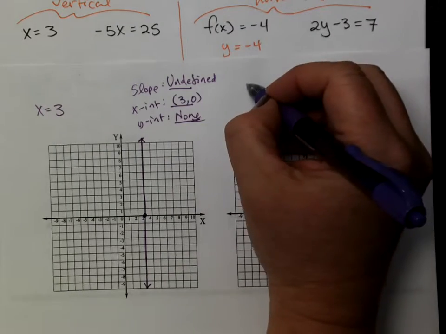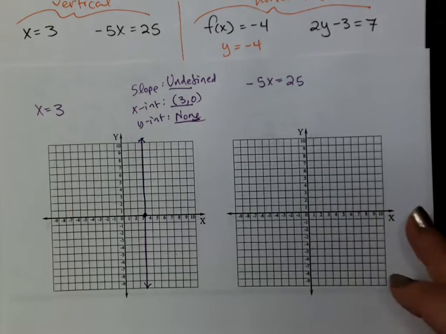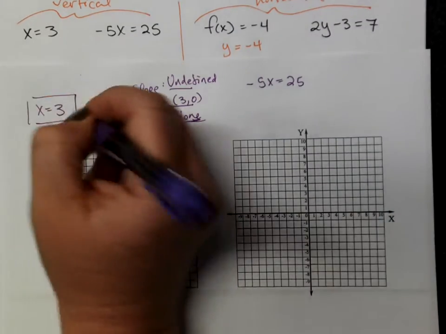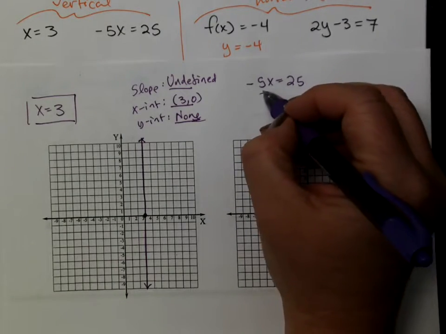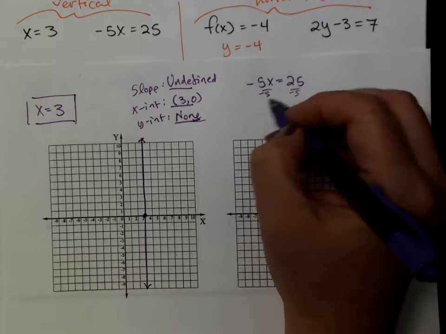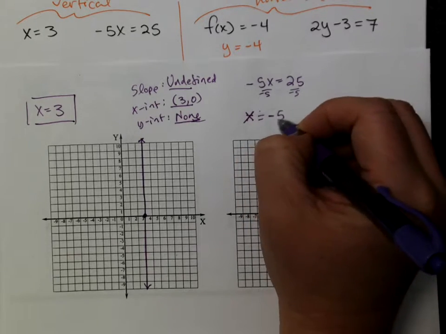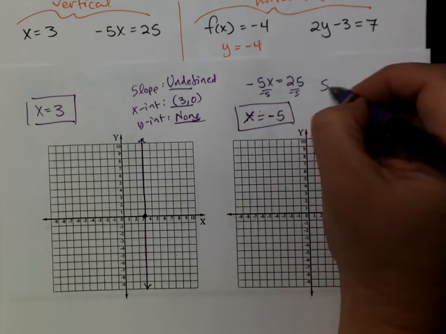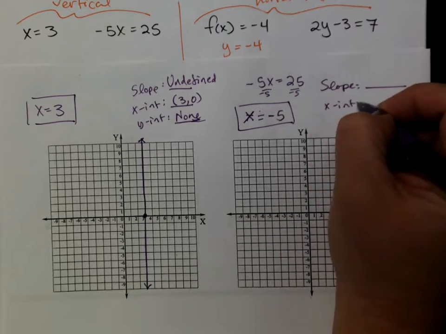Now if you have, let's say, negative 5x equals 25, are we ready to graph that? We have to solve for x first. Okay. So I'll divide both sides by negative 5 and get x equals negative 5. Now I'm ready to graph because it's in standard form, and I know all the information I need to know about it.